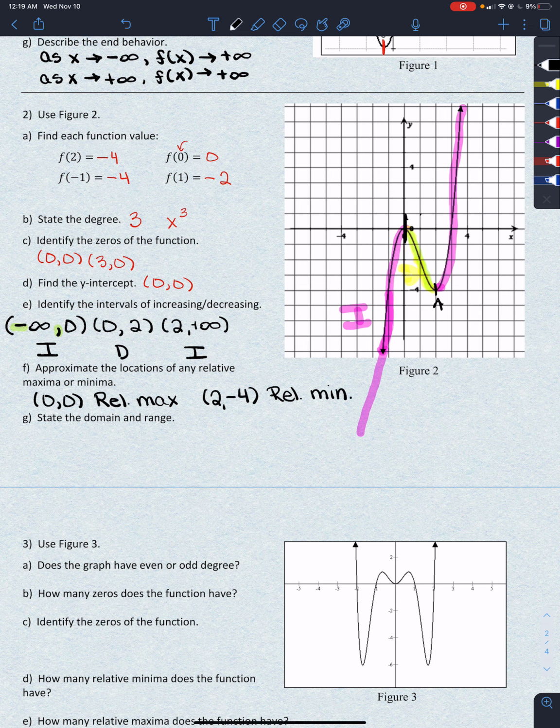Okay. State the domain and the range. Well, there's arrows at both ends, so the x value will be, x is between negative infinity to positive infinity, or we could write that as all real numbers. The y value, well, how far down did it start? Well, it actually started at negative infinity. So for the y value, we could put from negative infinity, and on the right side of the graph, it goes up to positive infinity. Or we could also say that the range is also all real numbers.